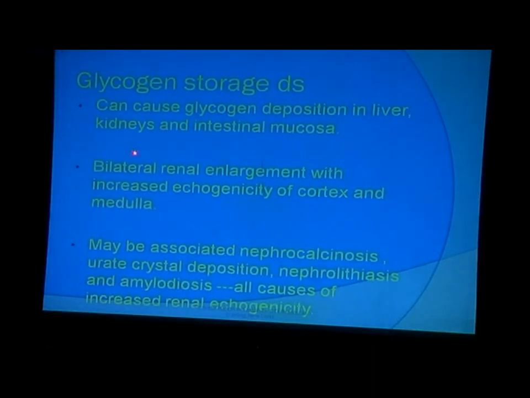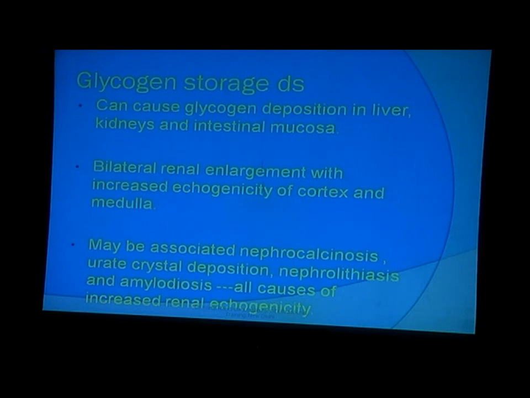Glycogen storage disease, again another cause. There may be enlargement of the kidney, and then there is increased echogenicity of cortex and medulla. The other things may be associated. If you say nephrocalcinosis, urate deposition, nephrolithiasis, amyloidosis, we know all of these cause bright kidney. All are possible when you see a bright kidney.